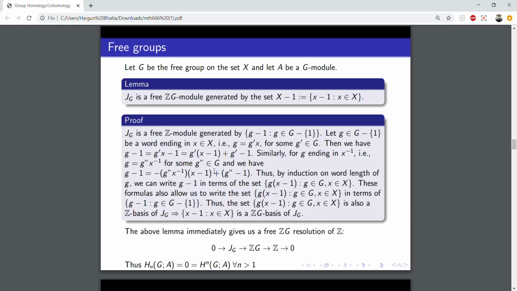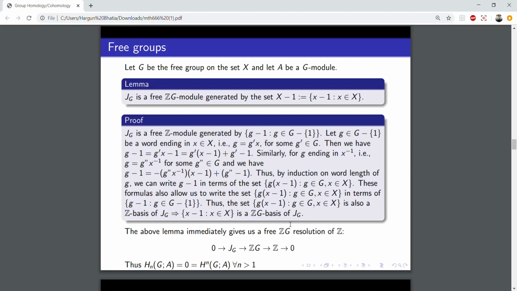Also, if I take any element of this set, again from these formulas, I can write it in terms of the original basis g minus 1. This tells me, by this interchangeability, that this set is also a basis of JG as an abelian group, a Z basis. So since it's a Z basis, I can take the g out essentially, and now x minus 1 by itself becomes a ZG basis of JG. So that's the point. That is why I get a free ZG module.